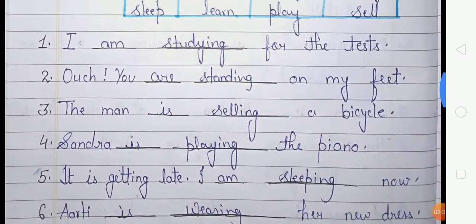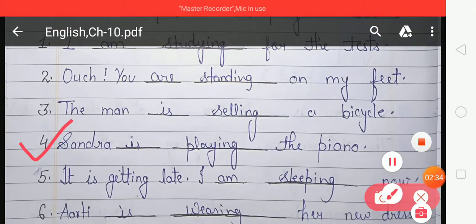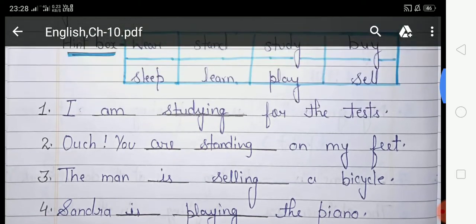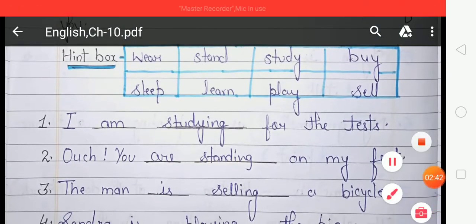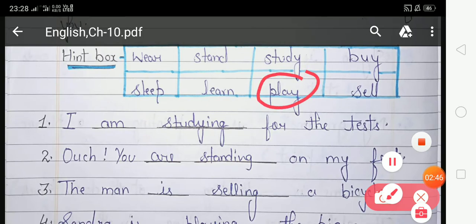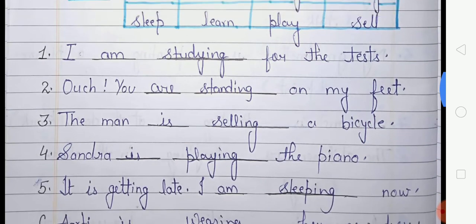Now look at fourth number. Sandra dash the piano. So student, which is the suitable word that you have to fill at this blank space? Play. And with Sandra, what will you use? Sandra is the name of only one person, so we use is with her. And in play you have to add ing, so the sentence will become Sandra is playing the piano.